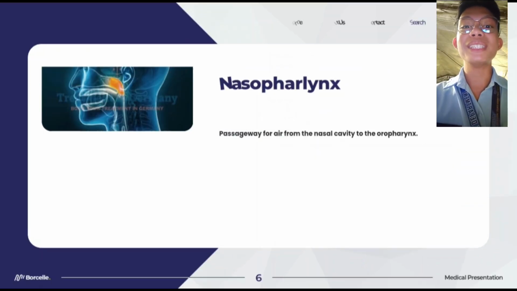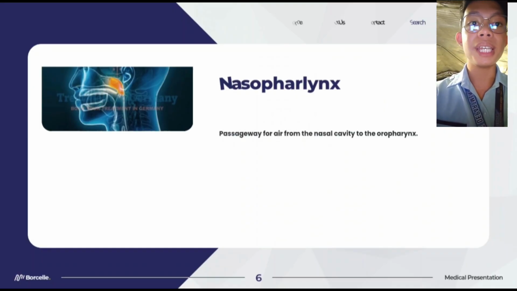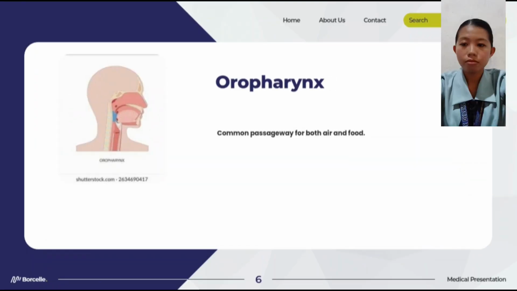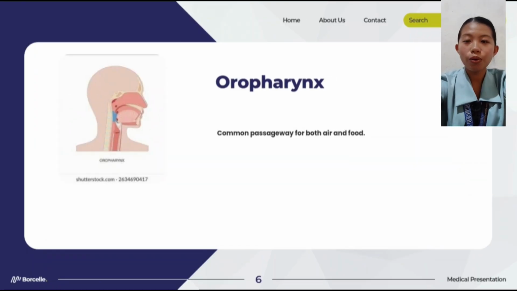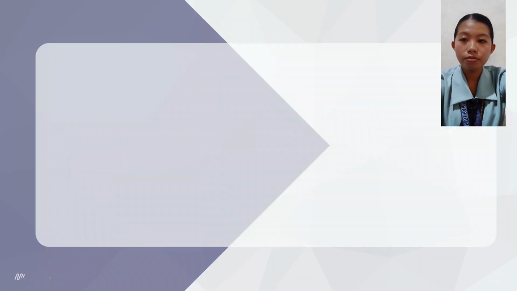Nasopharynx. So what is the nasopharynx? It is the upper part of the throat located behind the nose and above the soft palate. It connects the nasal passage to the rest of the respiratory system. So what is the function of the nasopharynx? It is a passageway for air from the nasal cavity to the oropharynx. Next, the oropharynx, the common passageway for both air and food.